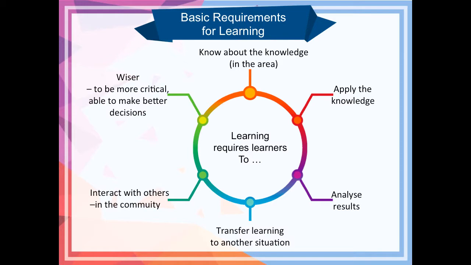Learning requires learners to know about the knowledge in the domain area, apply the knowledge, analyze the results, and transfer learning to another situation. Learning requires learners to interact with others and also in the community. And learning requires learners to be wiser, to be more critical, and able to make better decisions. These are the requirements for learning.